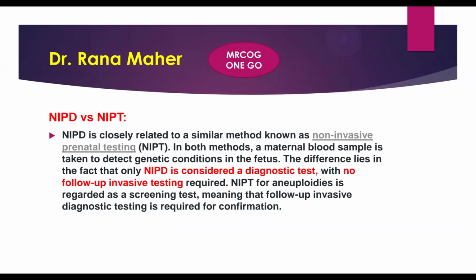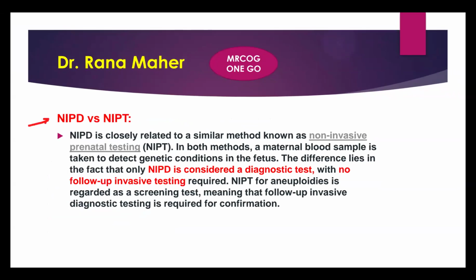NIPD versus NIPT, very important slide because it's a conflict. Most of the candidates will not be sure what the difference is between the two methods. Usually we are using the same technique in the two tests, but this one, as I told you, is used for the genetic problems like cystic fibrosis, and this one in the trisomies, in the chromosomal abnormalities. It's a closely related, similar method. The NIPD is similar to the non-invasive prenatal testing. In both methods, we will take blood samples and they will be examined in the laboratory.